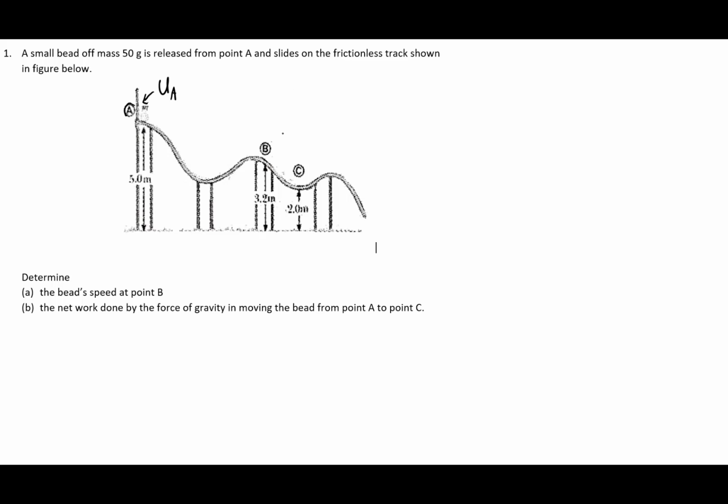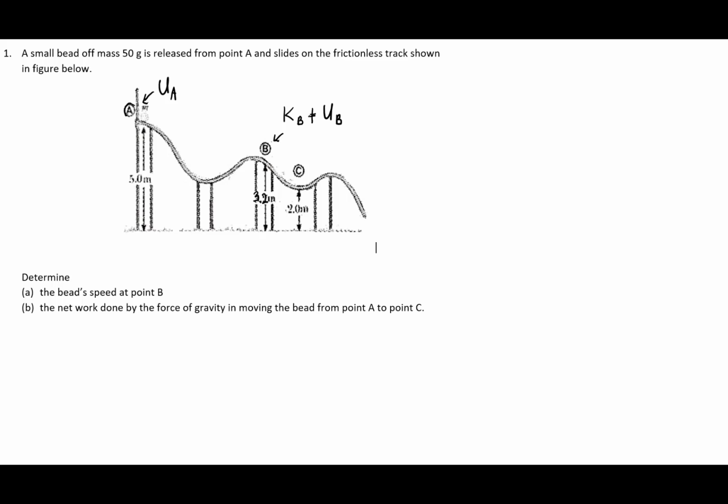At point B, we have two types of energy. We have kinetic energy because it's rolling down like this, right? So we have kinetic energy at point B, but since we still have the 3.2 meters over here, it means that we have gravitational potential energy. I'm going to put it here as UB.